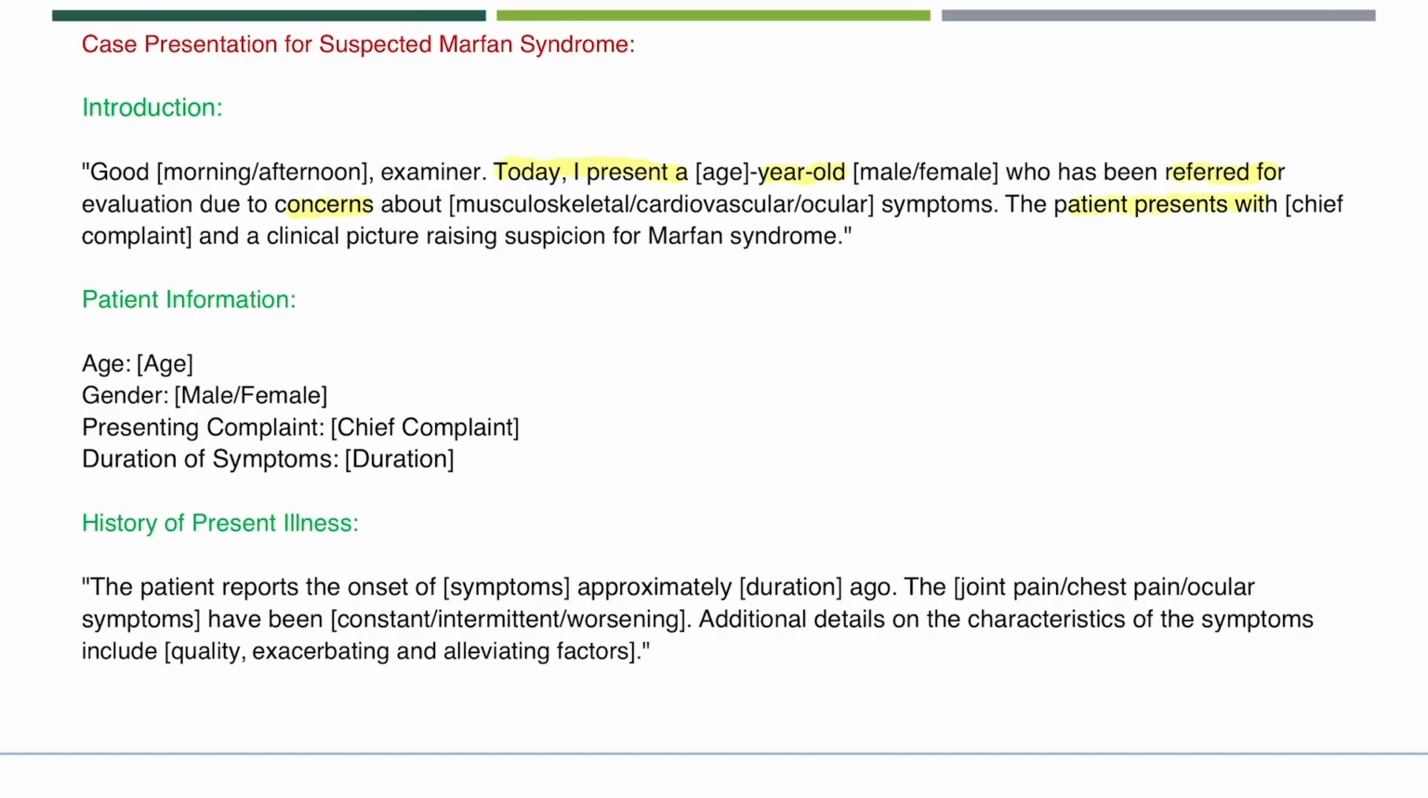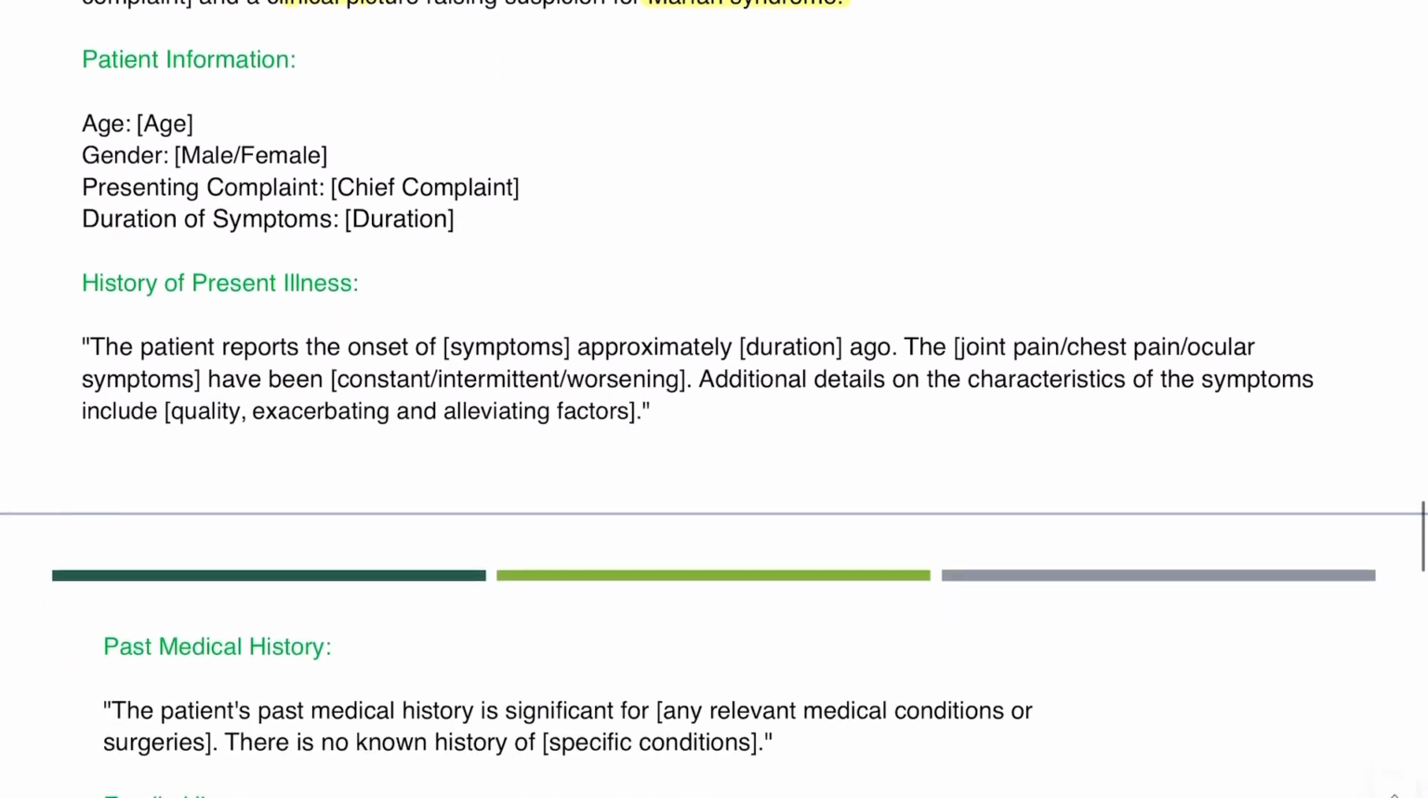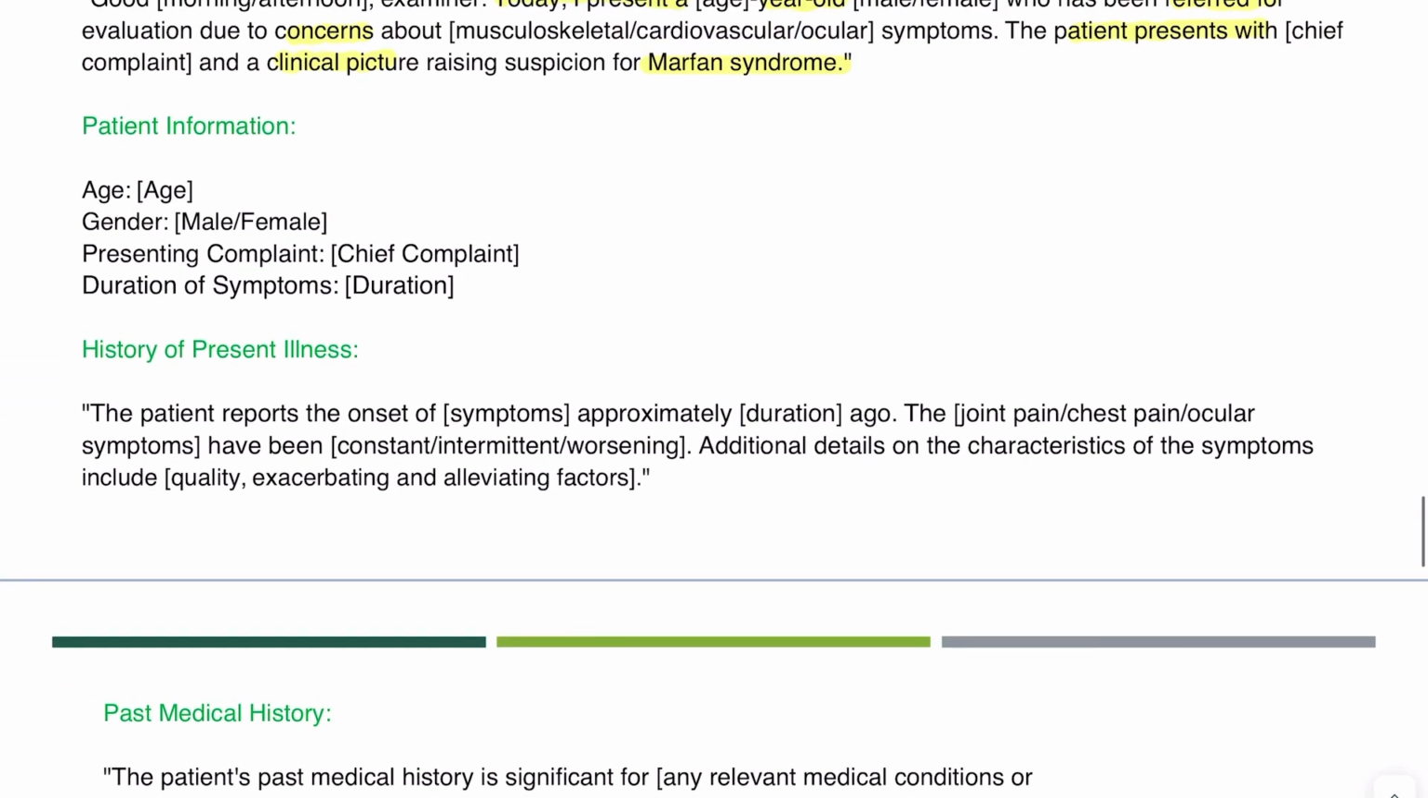In this case the main complaint was joint pains and clinical features raising suspicion for Marfan syndrome. So you can give your diagnosis straight away first and then elaborate a bit, or you can give it in the end as well. Then we'll move on. The patient information, I think maybe is not needed if you already mentioned it in your introduction; the patient's age, male, female, you don't need it.